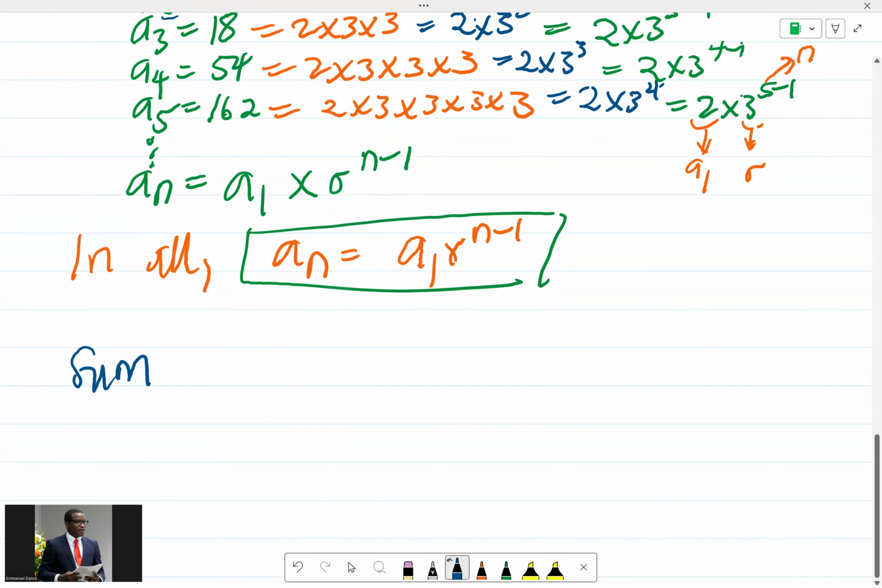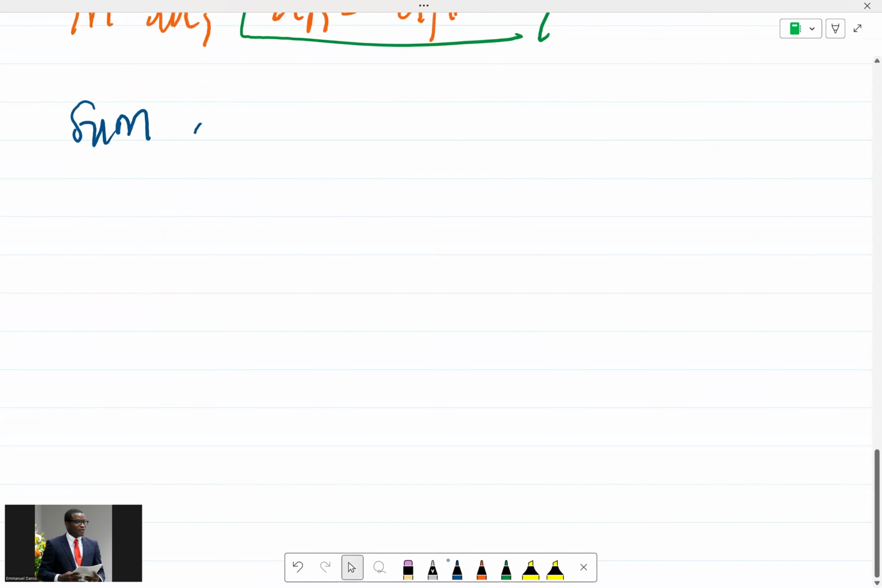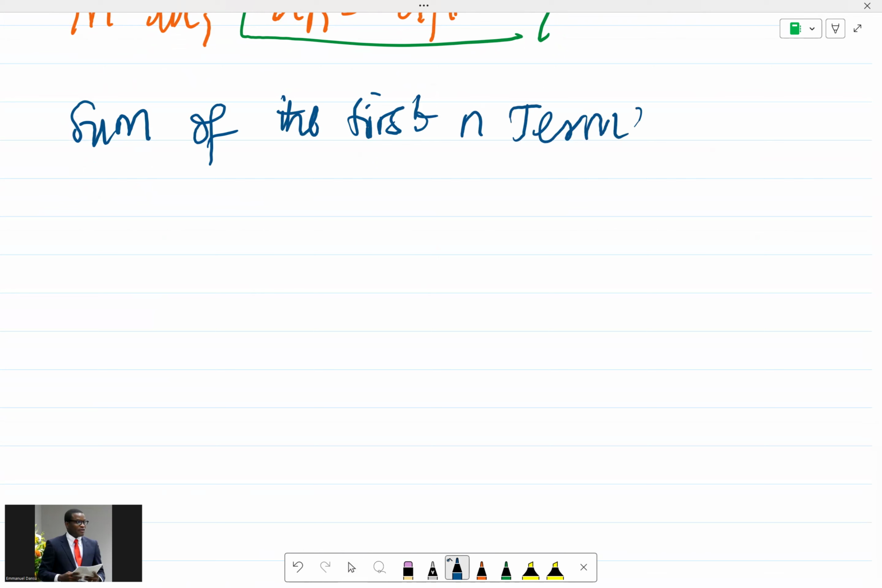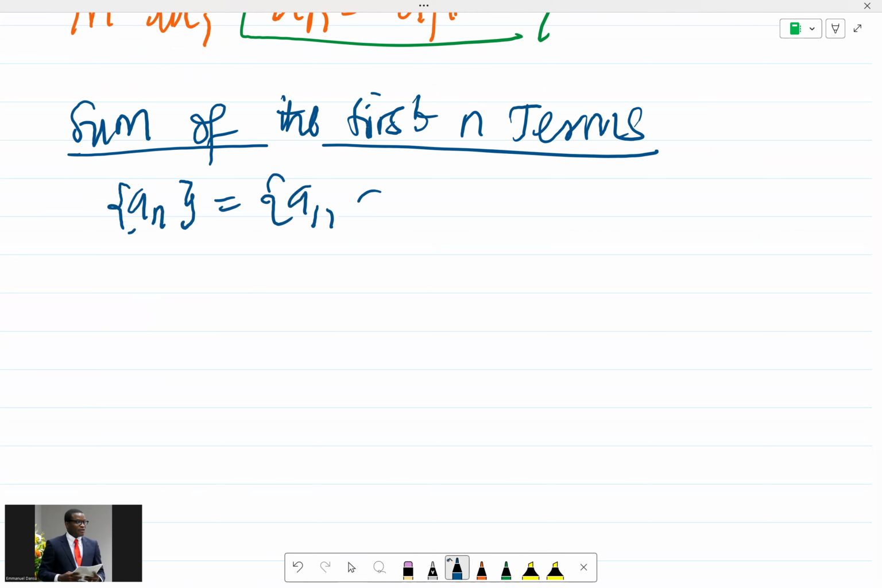Sum of the first n terms. Okay, just like what we did with the arithmetic progression. So we want to find the sum of the first n terms. Now imagine that you have the sequence an, which is represented this way as a1, a2, a3, all the way down to an. Now we want to find Sn.